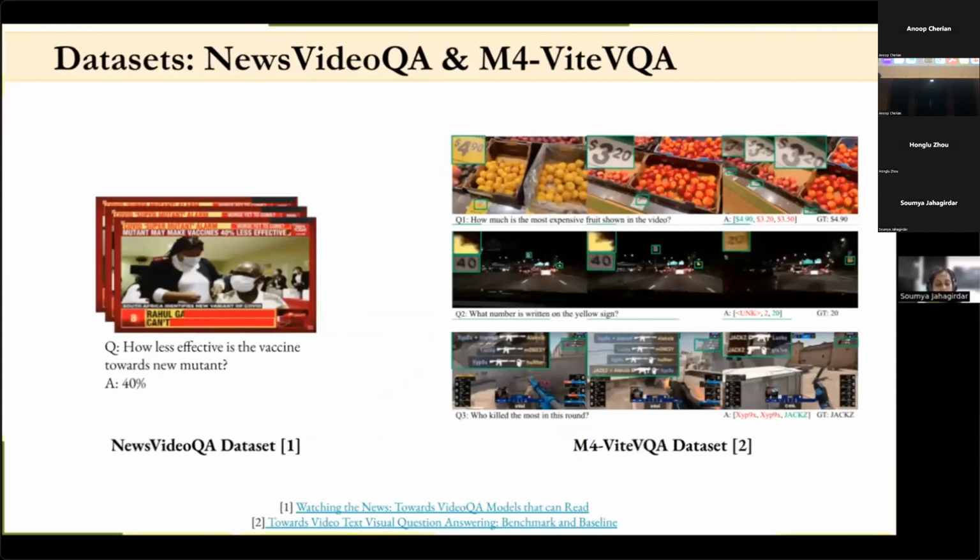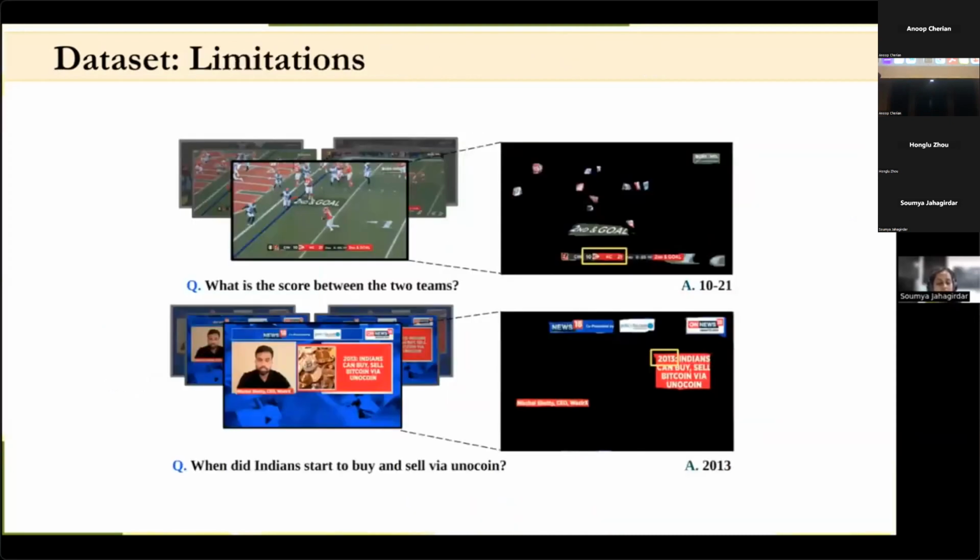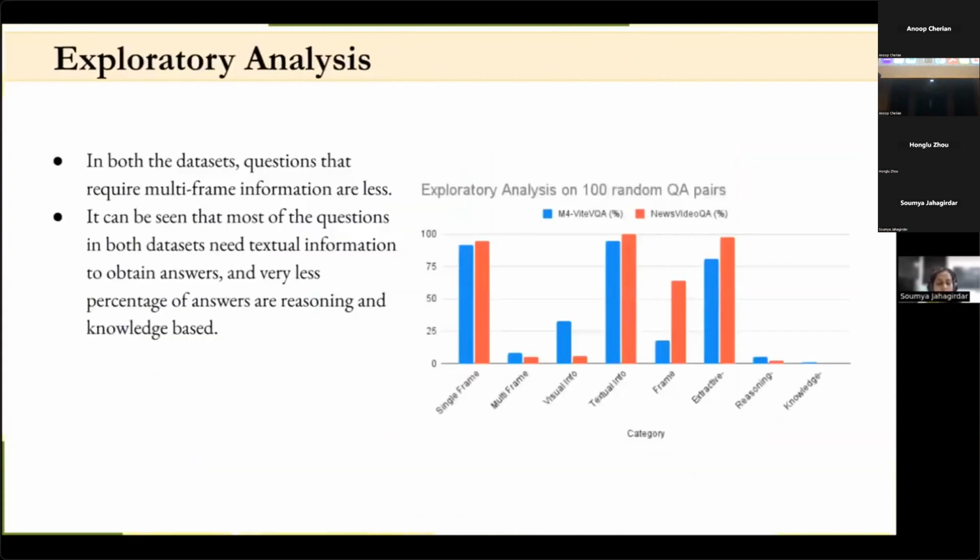The News Video QA dataset contains question-answer pairs related to text and news videos, while M4 Byte VQA comprises question-answer pairs from diverse video categories such as blogging, traveling, etc. By exploring, we shed light on limitations of these datasets, such as the need for only textual information to answer questions and the need for only information from a single frame to answer questions.